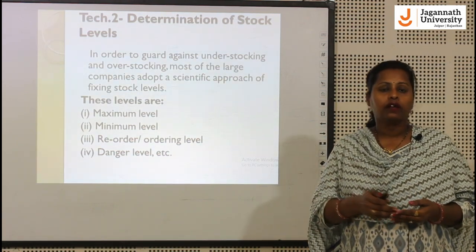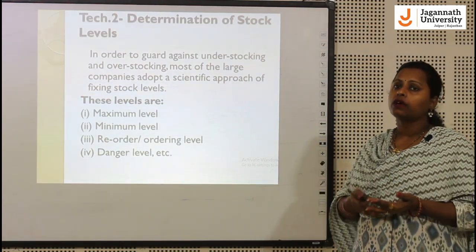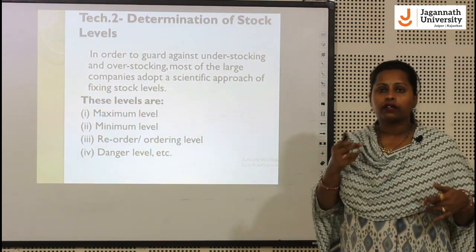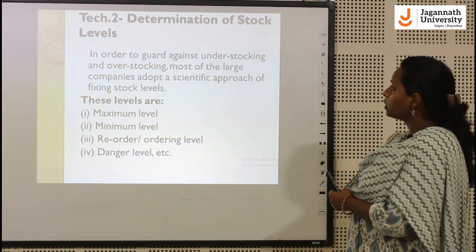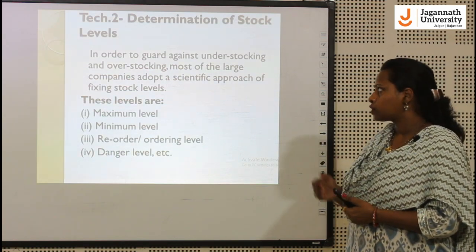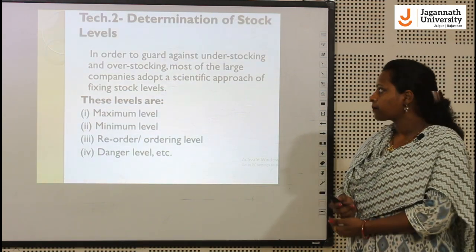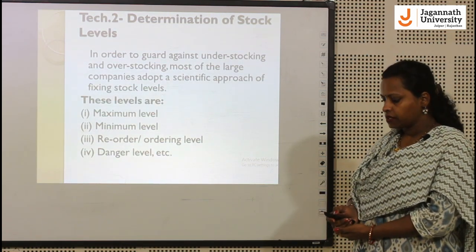What is overstocking? We require only 500 units and we are having more than 2000 units. That is overstocking. So overstocking and understocking both are harmful for the organization. To avoid these types of problems, companies fix their stock levels. These levels are maximum level, minimum level, reorder level and danger level.